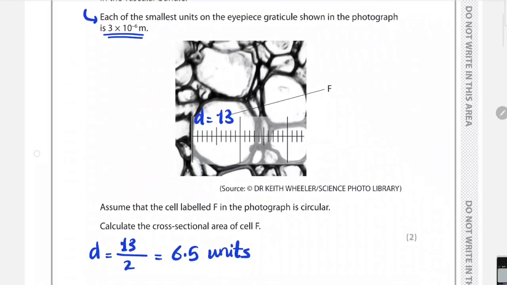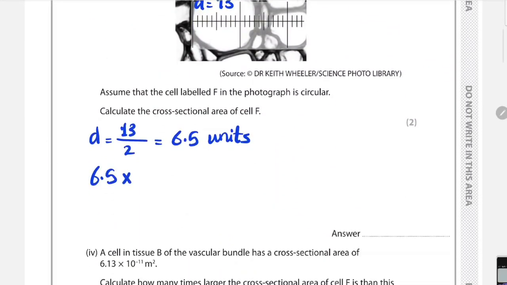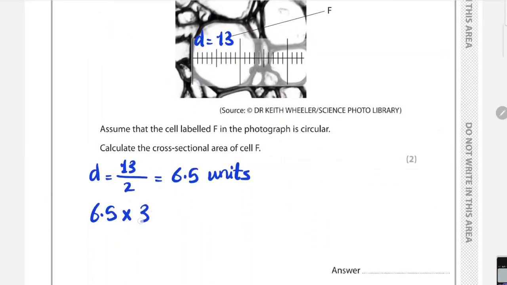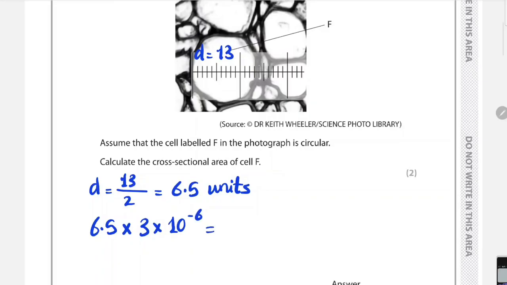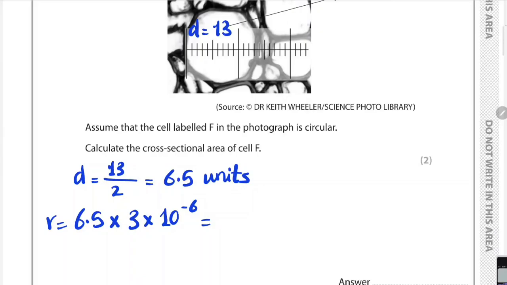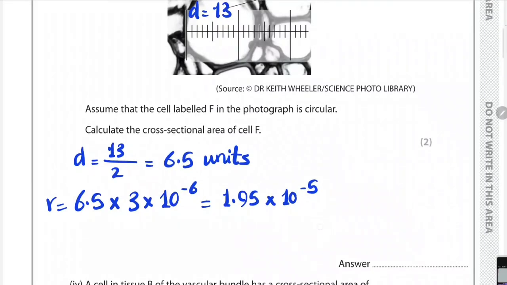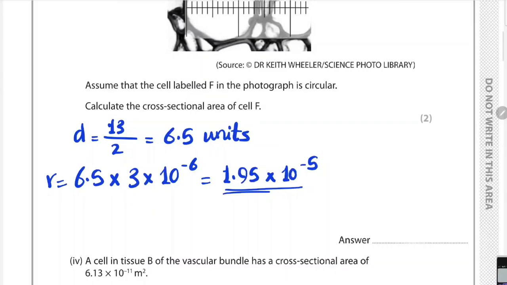In order to calibrate it, I'm going to multiply this 6.5 by 3 times 10 power negative 6 and get the actual radius in meters. And the answer is going to be 1.95 times 10 power negative 5. Okay, this is not my final answer, okay? This is just the radius, and I have to substitute into this formula to get the area, pi r squared.